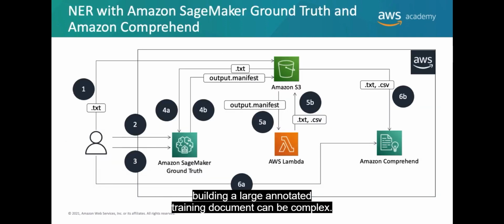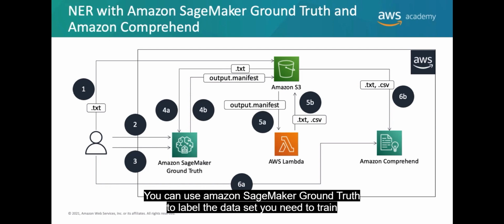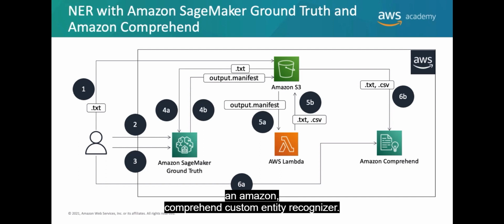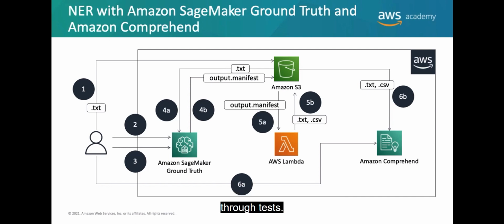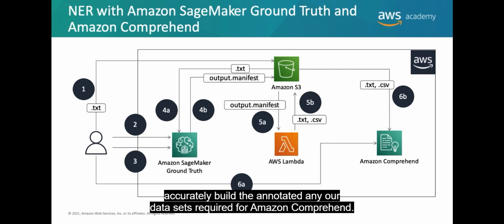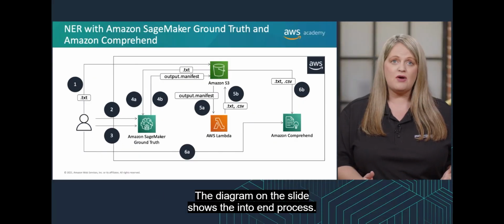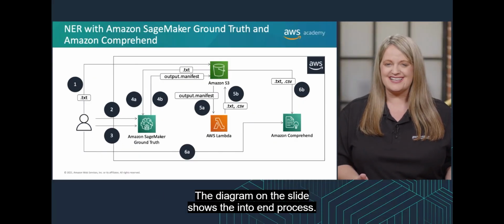Building a large annotated training document can be complex. You can use Amazon SageMaker Ground Truth to label the data set you need to train an Amazon Comprehend custom entity recognizer. Ground Truth provides built-in labeling workflows that take you step by step through tasks. The workflows also provide tools to efficiently and accurately build the annotated NER datasets required for Amazon Comprehend. The diagram on the slide shows the end-to-end process.